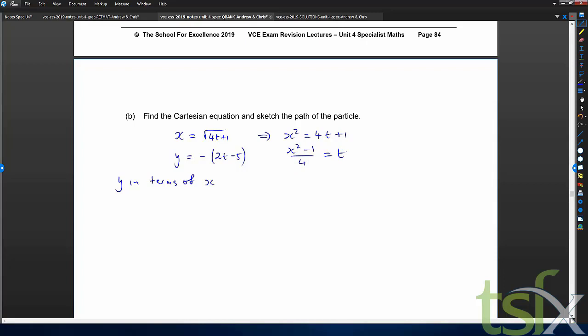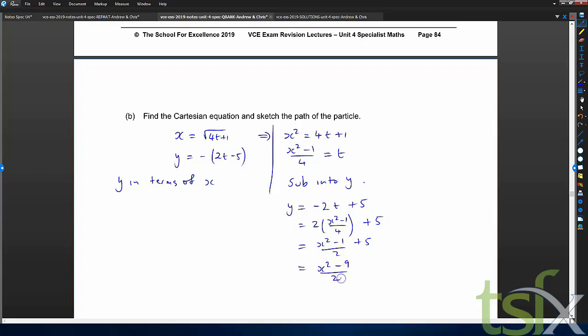So we're now going to substitute this. So just put a line there. We're going to substitute into y. And we're going to get y equals, maybe I'll expand that out first and say it's minus 2t plus 5. And then we're going to get minus 2 times x squared minus 1 on 4, plus 5. And that will be x squared minus 1 on 2 plus 5. And then we're going to have to put it all together. And we will find that we will have x squared, that's plus 10. So x squared minus 9 on 2. Look about right?